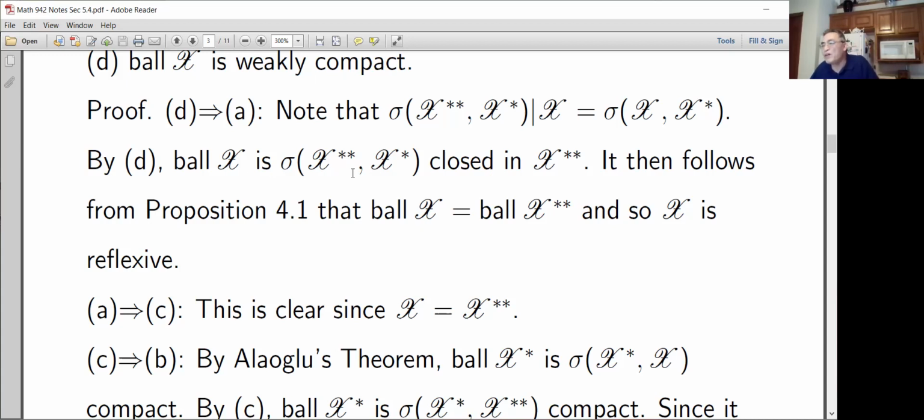But previous proposition 4.1 says ball X is dense in this. It is dense in this, and it is closed. So ball X is equal to ball X double star. This clearly means that X is equal to X double star. So X is reflexive.